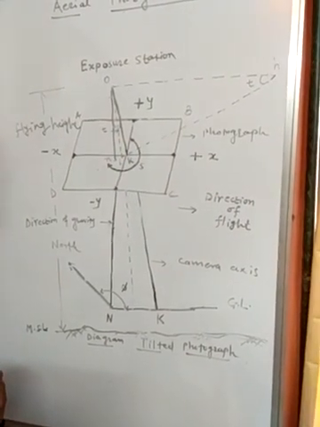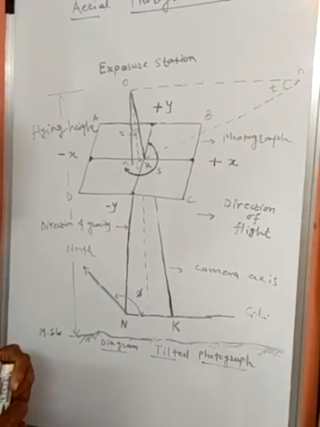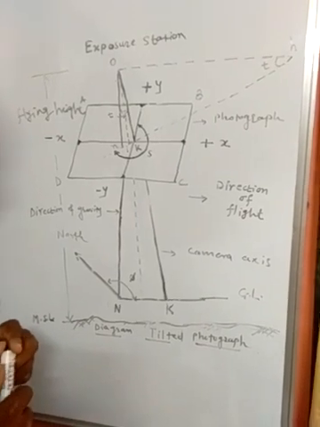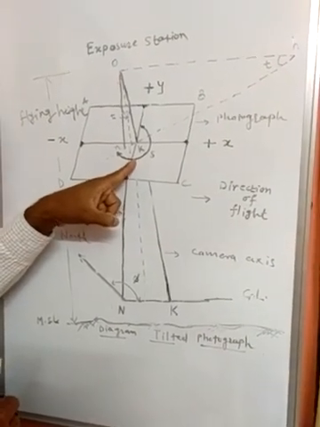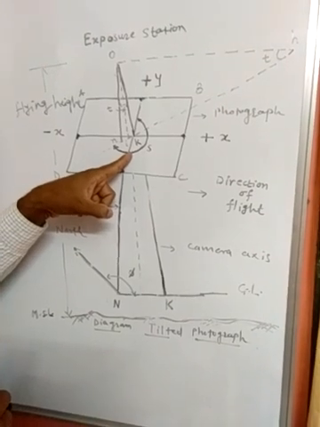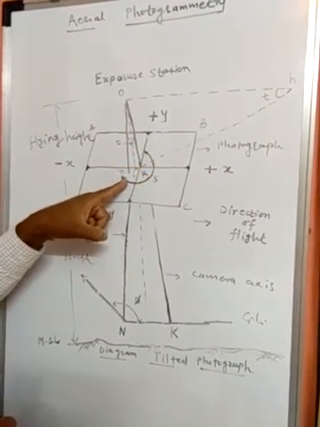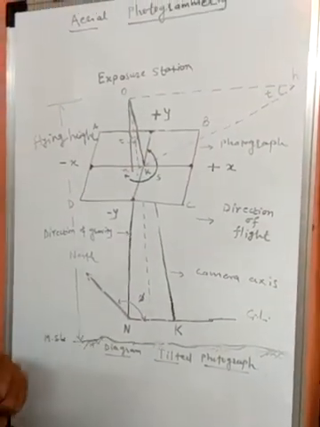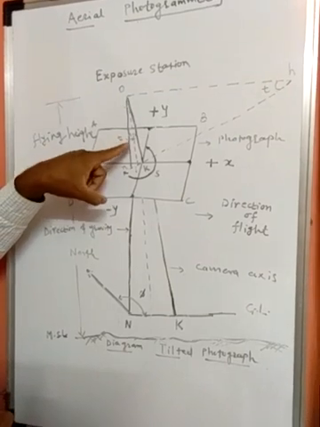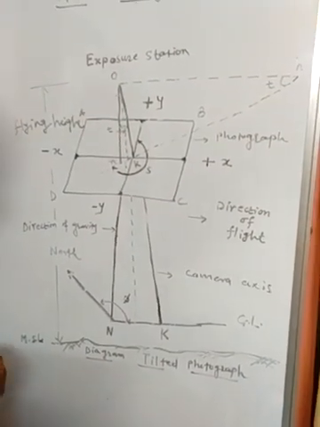Then what do you mean by swing? Swing is the angle measured in the plane of the photograph from the positive y-axis clockwise, in that horizontal line, which is very important. Then what about tilt? This is called the tilt of the photograph. So what do you mean by tilt?